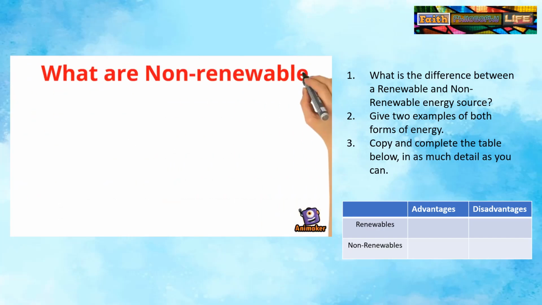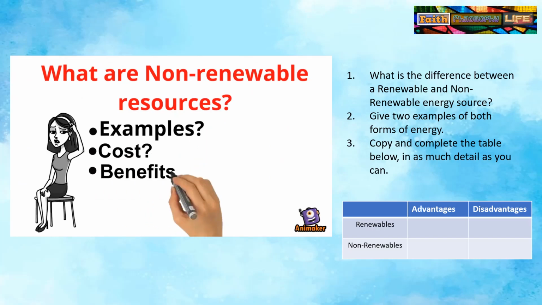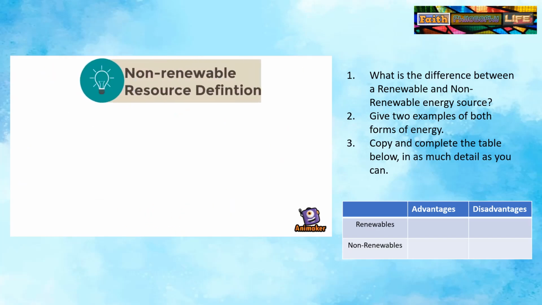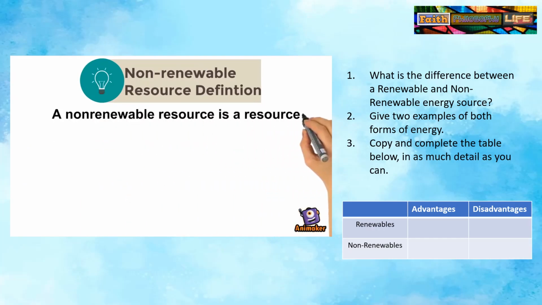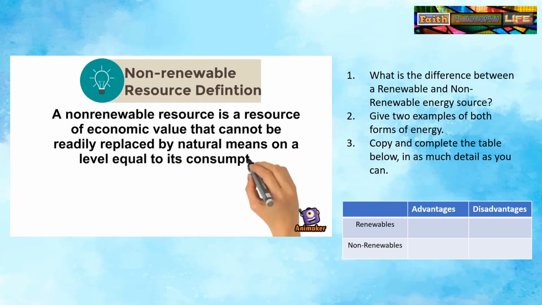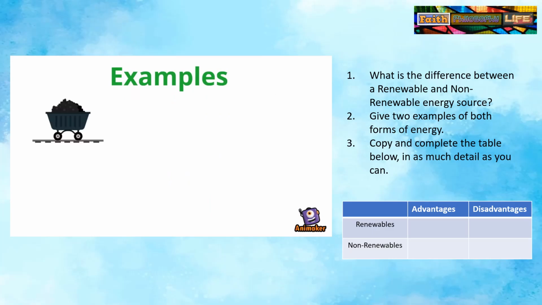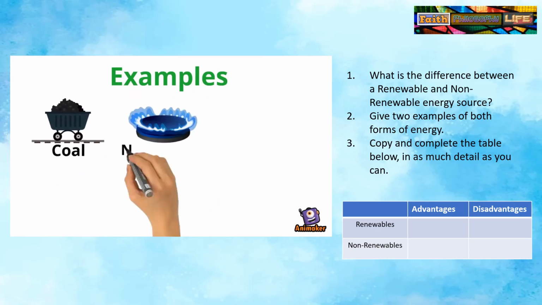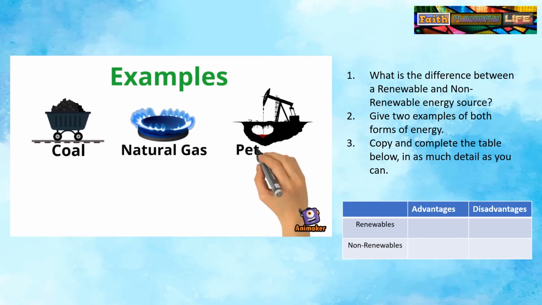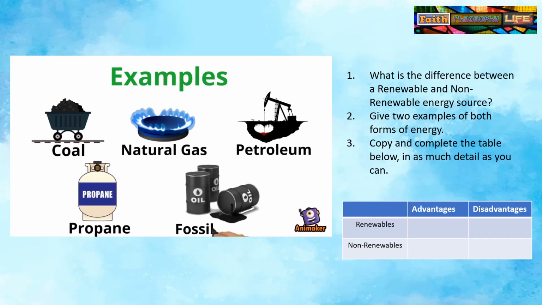So now that you know this, what are non-renewable resources? Examples, costs, benefits. So what a non-renewable resource is, it's just basically a resource of economic value that cannot be readily replaced by natural means on a level equal to its consumption. Some examples are coal, natural gases, petroleum, propane, and fossil fuel oils.